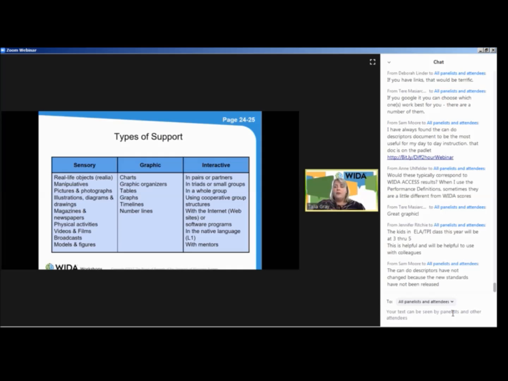So this is on page 24 and 25 of your guide. Some great uses here, some great things for you to look at. All right. Now we're going to talk a little bit about balancing our domains.